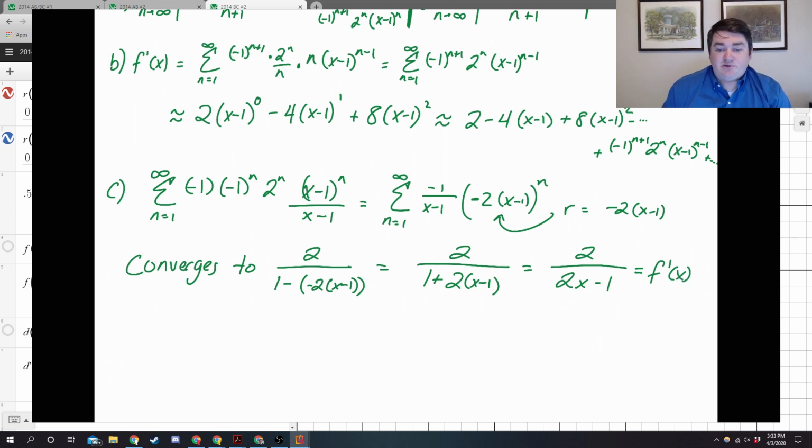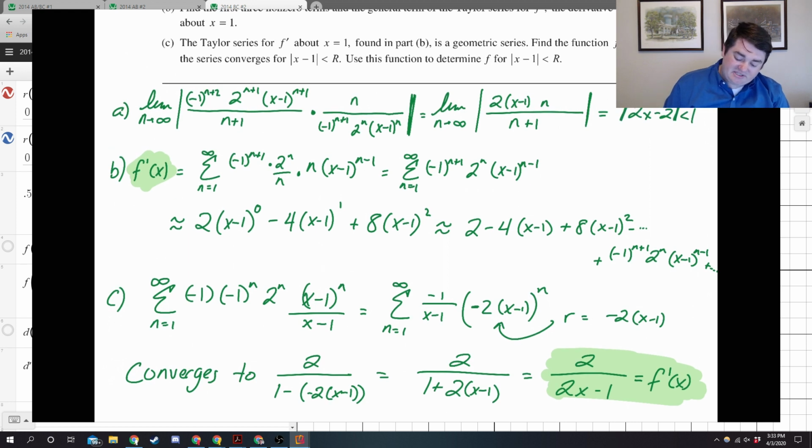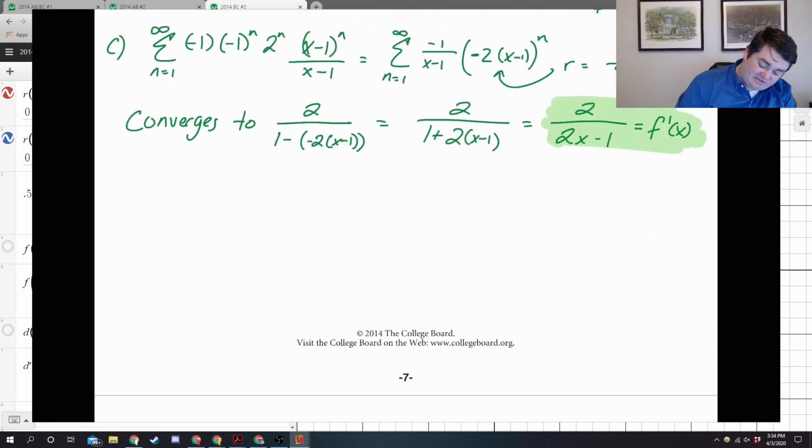So it's important to remember what we just found is f prime of x. Okay, we took the derivative in part B. We took that derivative series, expressed it as a geometric series, and rewrote it as a function here. They said use this function to determine f. So the last thing I need to do is take the antiderivative of this, the antiderivative of 2 over 2x minus 1. We'll just treat it as a u sub.